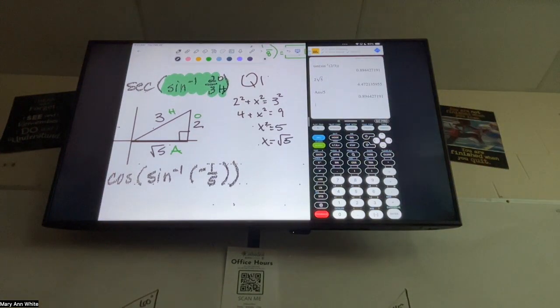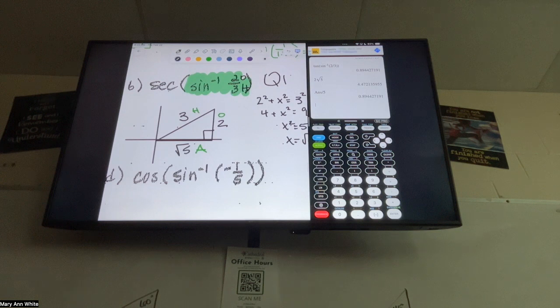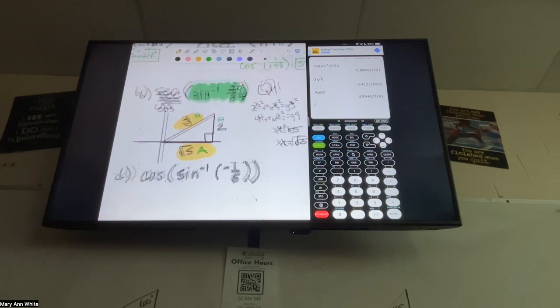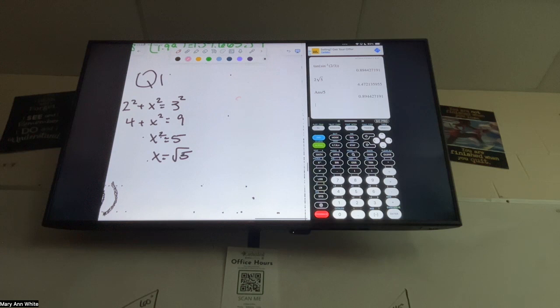Once you've done Pythagorean theorem, then what are we going to do? Secant of that. Do we remember what secant is in terms of O's and A's and H's? H over A. It's the reciprocal of cosine, so we're going to flip cosine. We're going to go H over A. And then we can simplify that. It'll be 3 root 5 over 5.